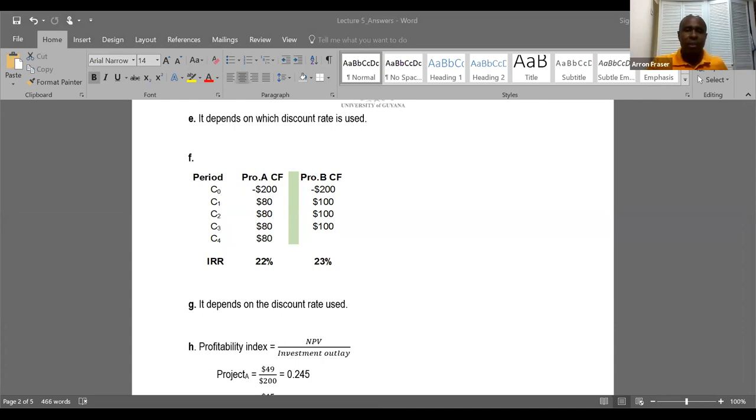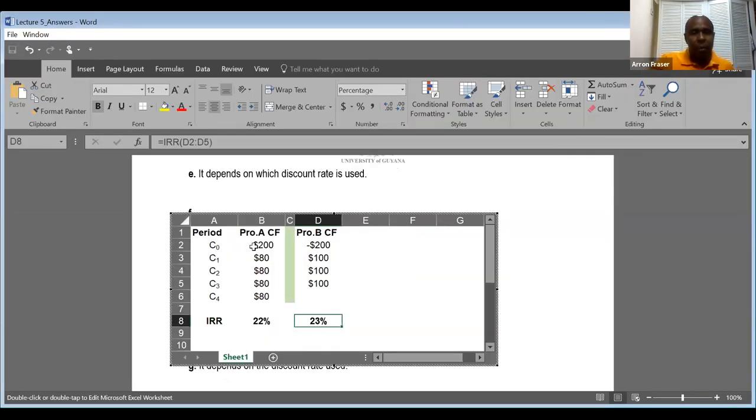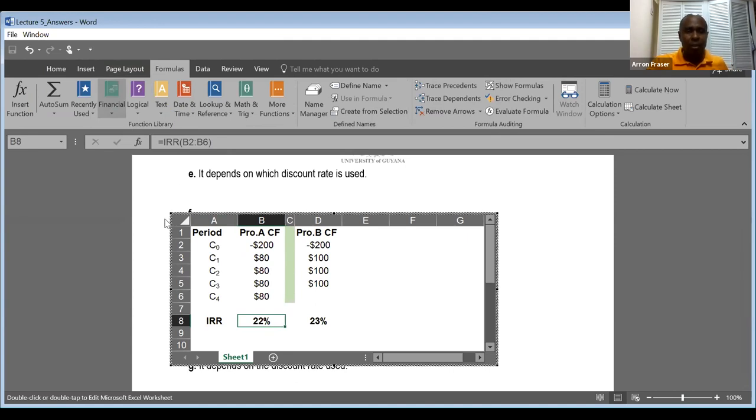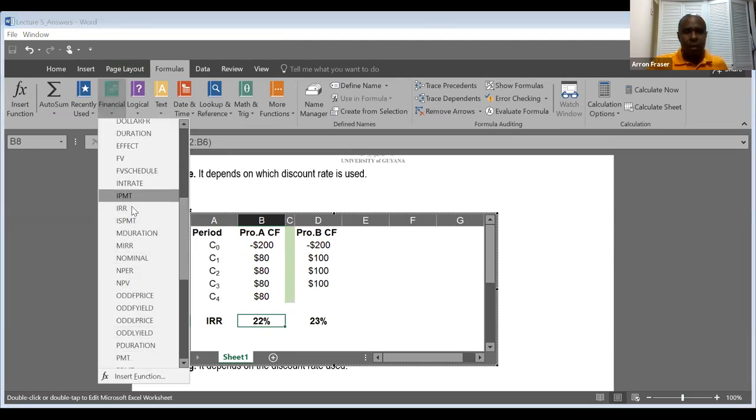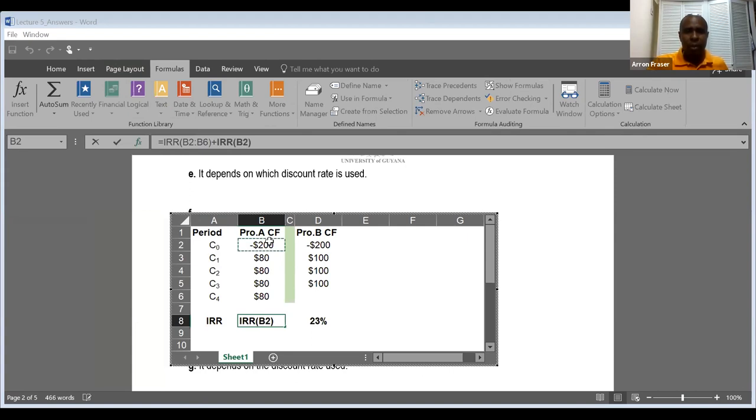Part F says, what are the internal rates of return of the two projects? So we go to Excel, and double click just to go behind the scenes. In the initial period, the capital outlay was 200. The inflows from period 1 to 4 were 80. Applying the formula from Excel, we go to Formulas, Financial, scroll to IRR, and double click on that. You pull the series of data and click OK.